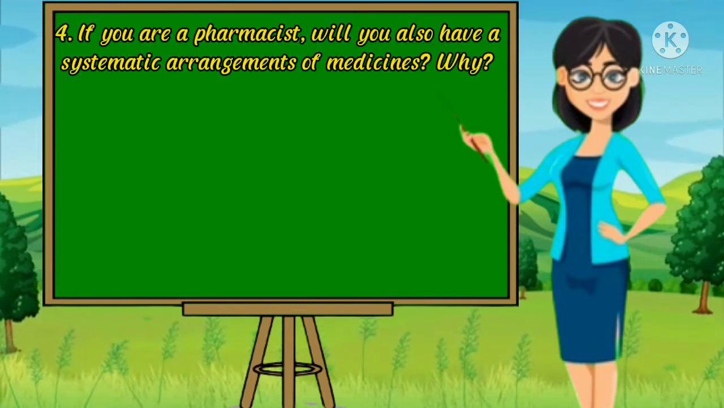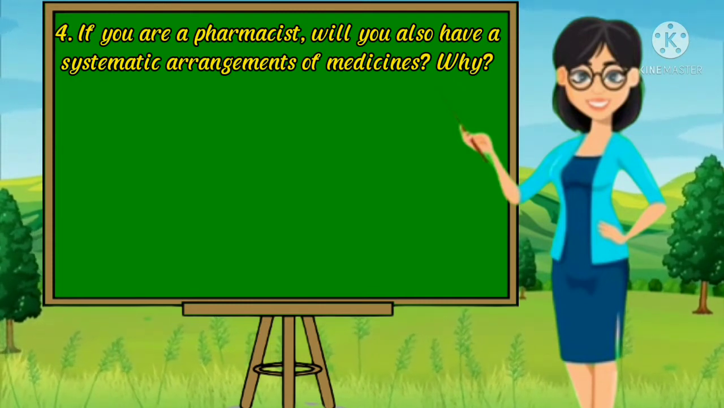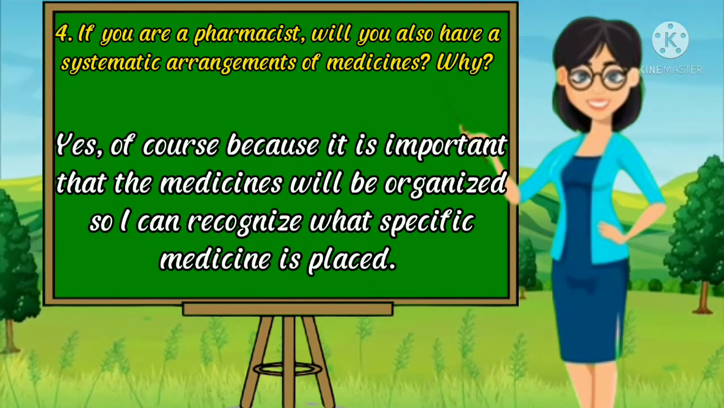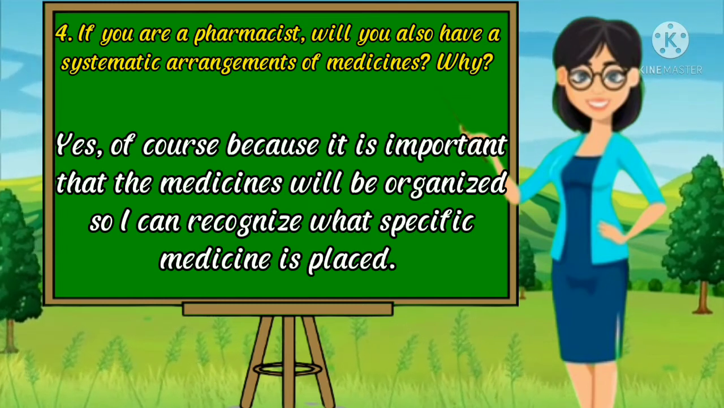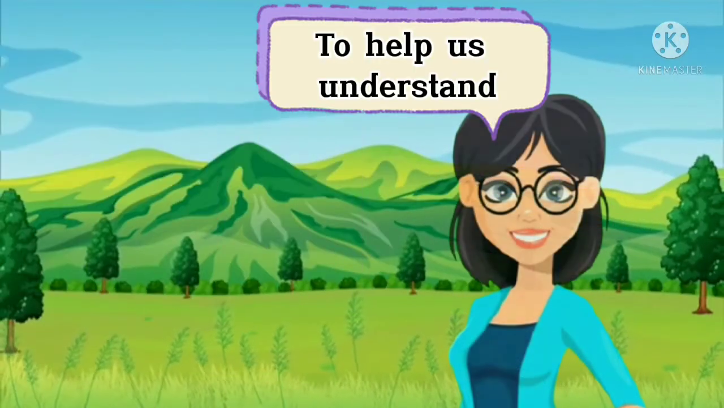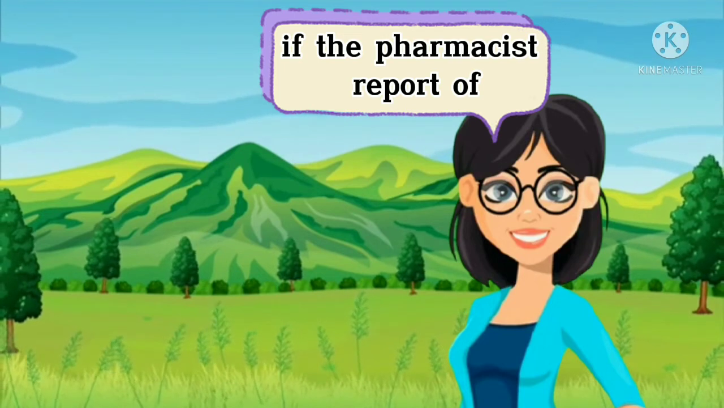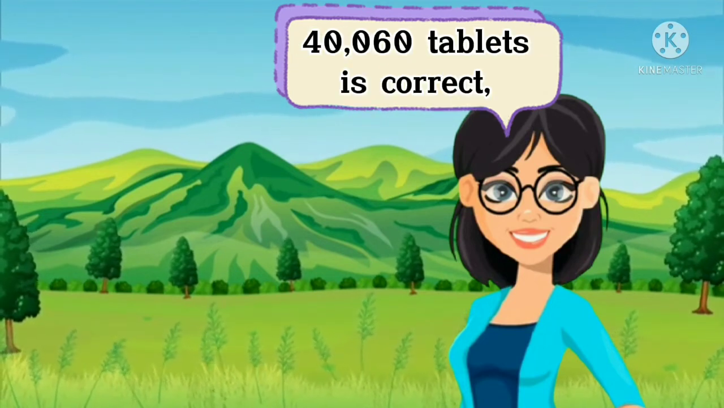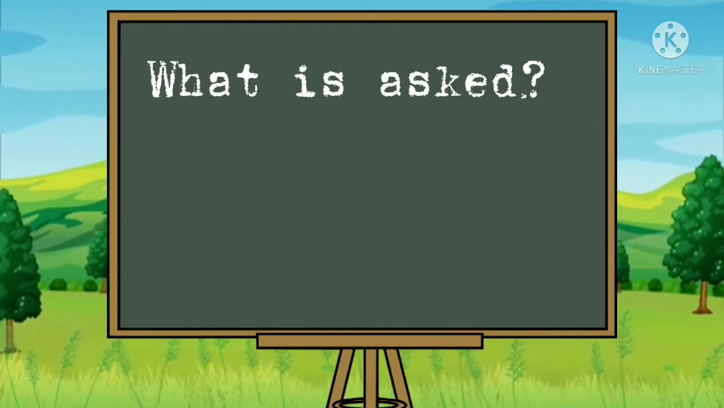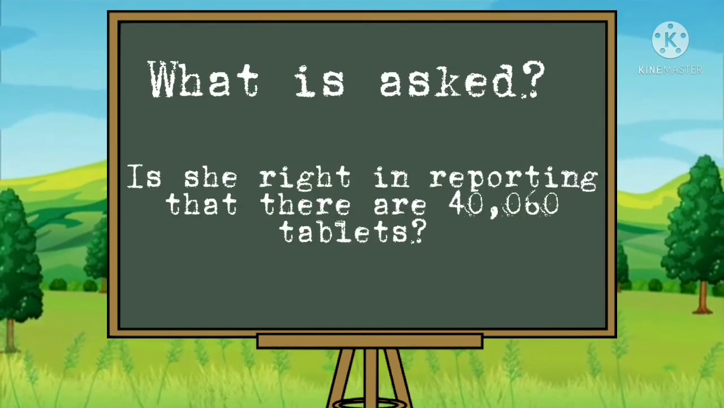And number 4, if you were the pharmacist, will you also have a systematic arrangement of your medicines? Why? Yes, of course, because it is important that the medicines will be organized so I can recognize what specific medicine is placed. To help us understand if the pharmacist's report of 40,060 tablets is correct, then let us check it through the following. First, we have what is asked. Well, is she right in reporting that there are 40,060 tablets?